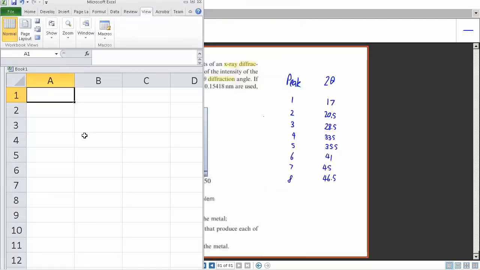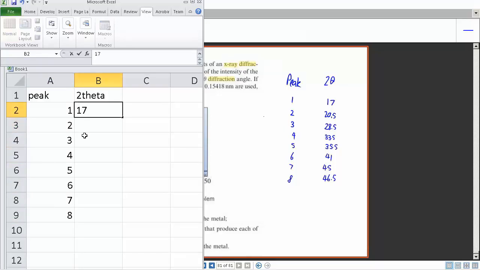There we go. This is the peak. This is 2 theta. First angle is 17. Second one is 20.5. Third one is 28.5. Fourth one is 33.5.